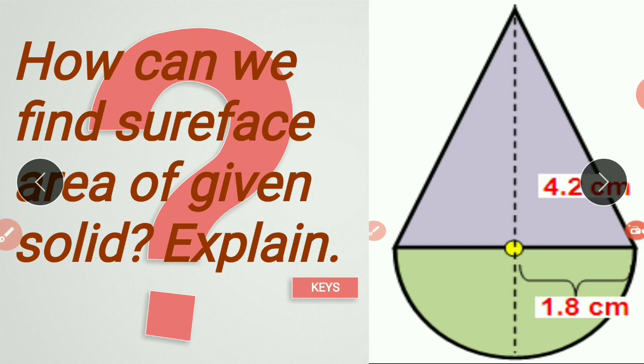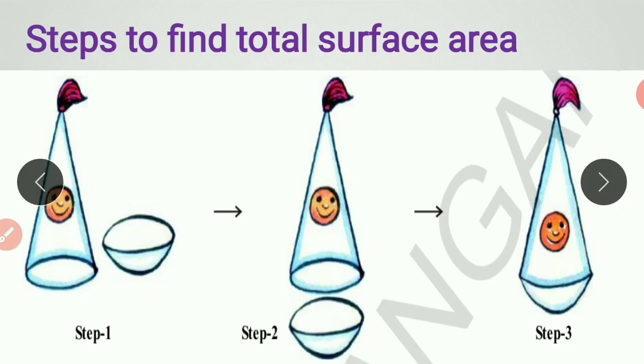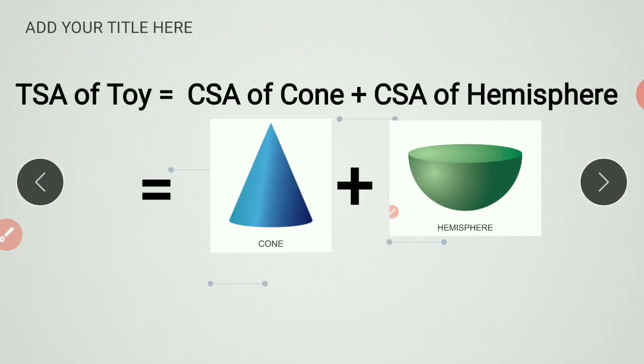That means just see what is the process here. Okay, steps to find the total surface area. First, the given solid is a combination of two solids, one is the cone and one is the hemisphere. Just you have to find the curved surface area of hemisphere and curved surface area of cone, then we get the total surface area of that. The total surface area of toy equals curved surface area of cone plus curved surface area of hemisphere.